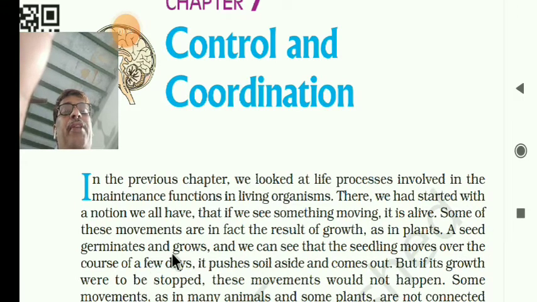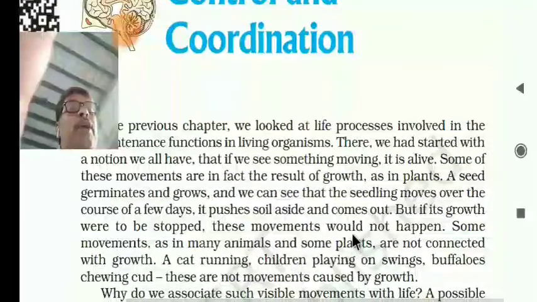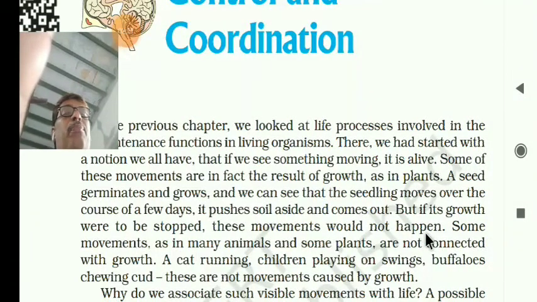A seed germinates and grows. See, the seed is germinating, becomes young and then grows. And we can see that the seedling moves over the course of a few days, like it grows slowly. It pushes the soil aside, on one side, and comes out of the soil. But if growth were to be stopped, these movements would not happen. These movements would not be possible.